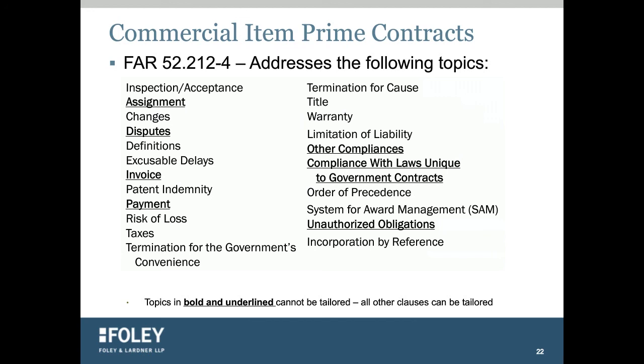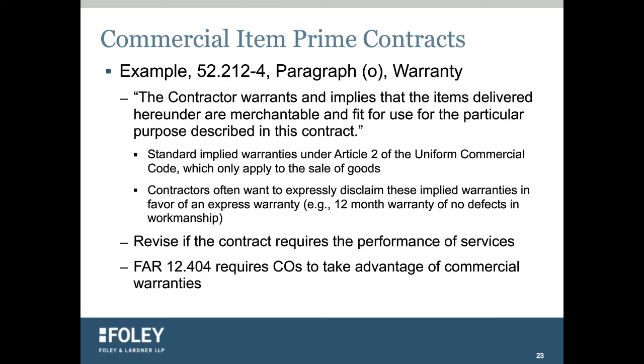Let's take an example. Paragraph O, warranty. This is what it says. The contractor warrants and implies that the items delivered hereunder are merchantable and fit for use for the particular purpose described in this contract. Every commercial contract lawyer in the room is cringing because those are the implied warranties of merchantability and fitness for a particular purpose that we always disclaim and we absolutely hate. But that's the default.